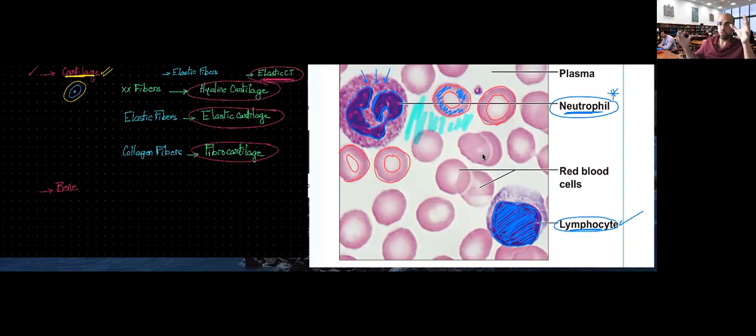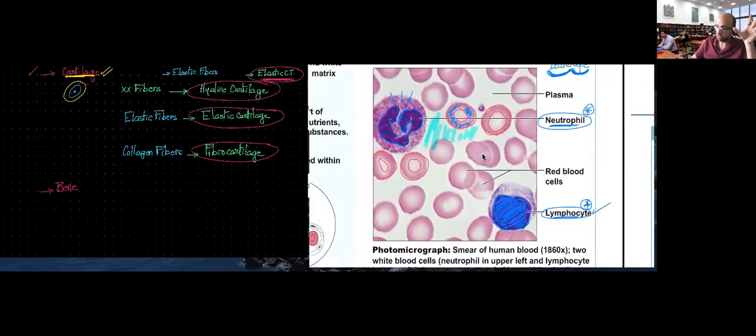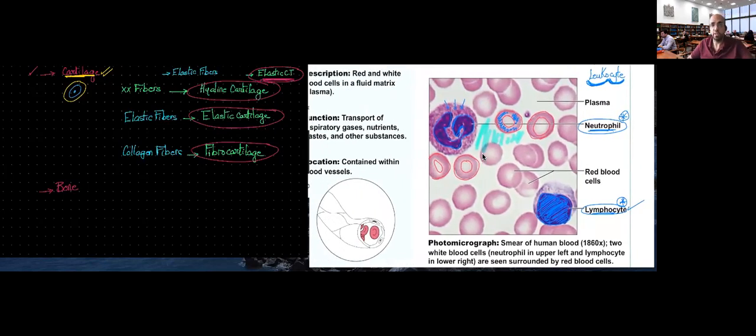If I have a dark, large nucleus occupying most of the size of the cell, this is a highly active cell. We call this my lymphocyte. Both lymphocytes and neutrophils are white blood cells. Both of them are different types of white blood cells. And we have many other types of white blood cells that we don't see on this slide.